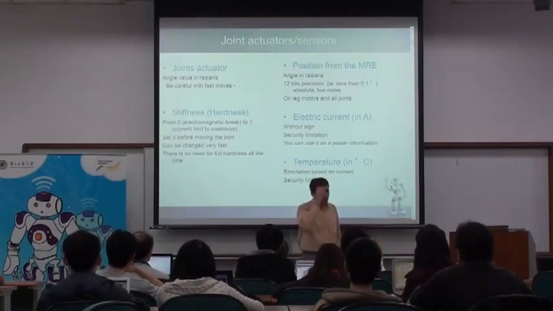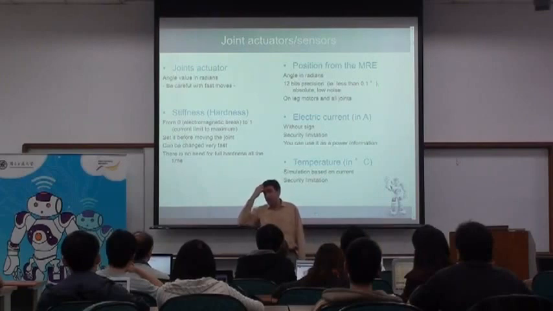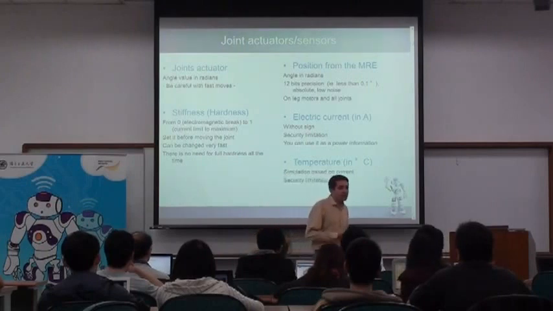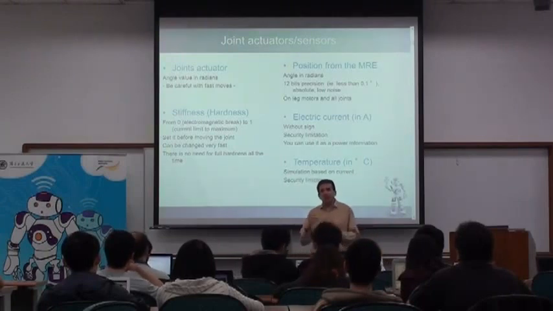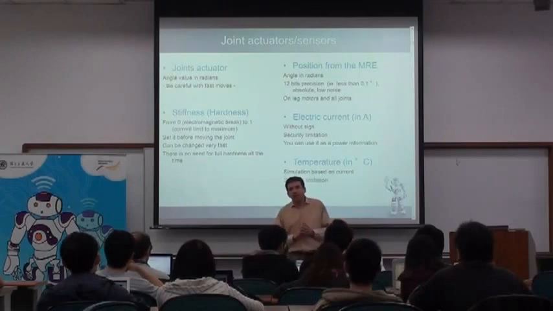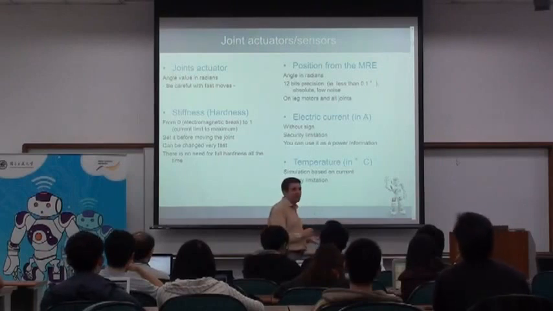I don't know if you know what MRE is. MRE means magnetic rotary encoder, and it's basically a chip with a Hall effect sensor. Maybe that means something to you. But basically, to make it simple, you have a magnet stuck to the motor, and you have a chip in front of the magnet, and the chip can detect the magnetic field.